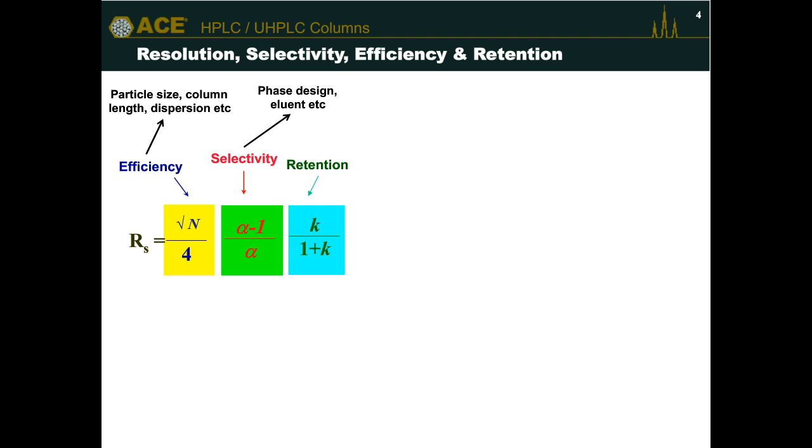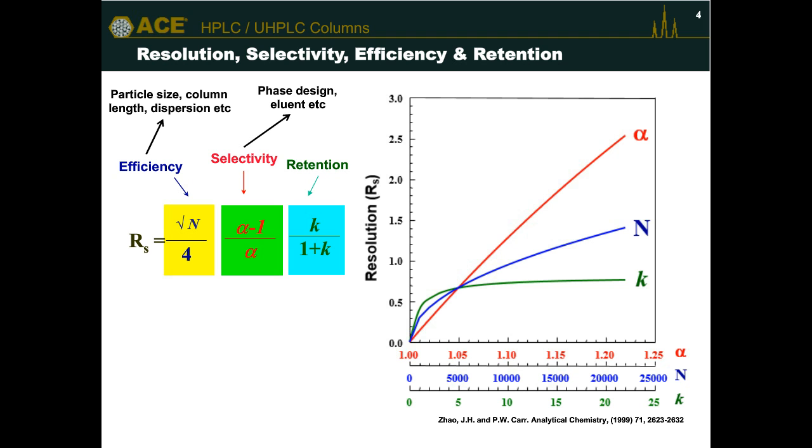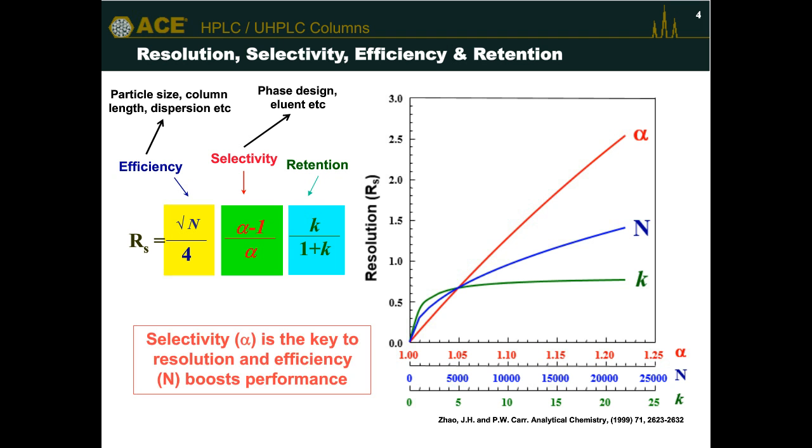But if we look at the equation in a graphical format, we can see here on the y-axis we have resolution, and on the x-axis we have alpha, selectivity, N, efficiency, and k, retention. We can see the relationship between selectivity and resolution is almost linear across this range. Selectivity is very powerful with respect to resolution. In fact, it's the most powerful term in this equation. So it goes without saying that selectivity is the key to chromatographic resolution.